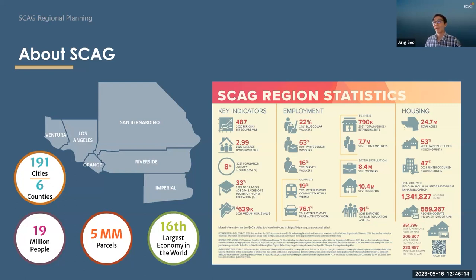And one thing I'd like to highlight about the SCAG region is that there are over 5 million parcels in the SCAG region. And one of SCAG's major data products that we will explain is the regional land use data product, which contains general plan, specific plan, zoning and existing land use information on those individual 5 million parcel polygons. And on the right-hand side, you can see SCAG's regional guide, where you can find some key indicators of the SCAG region.